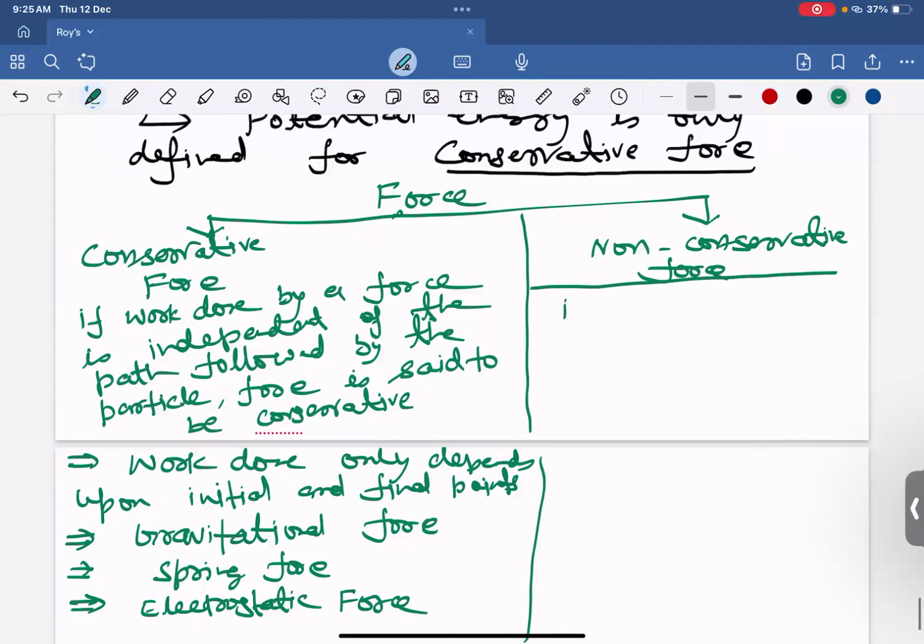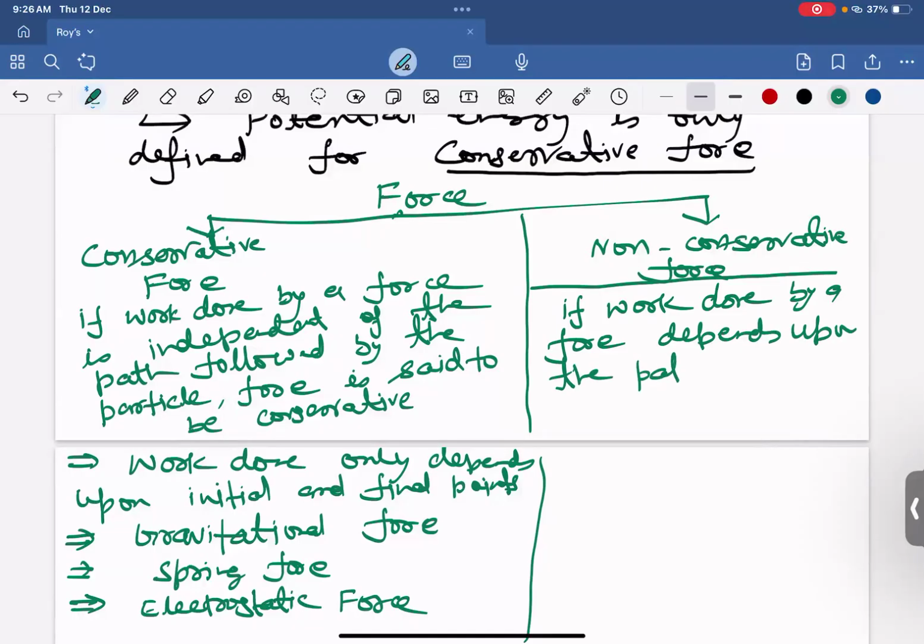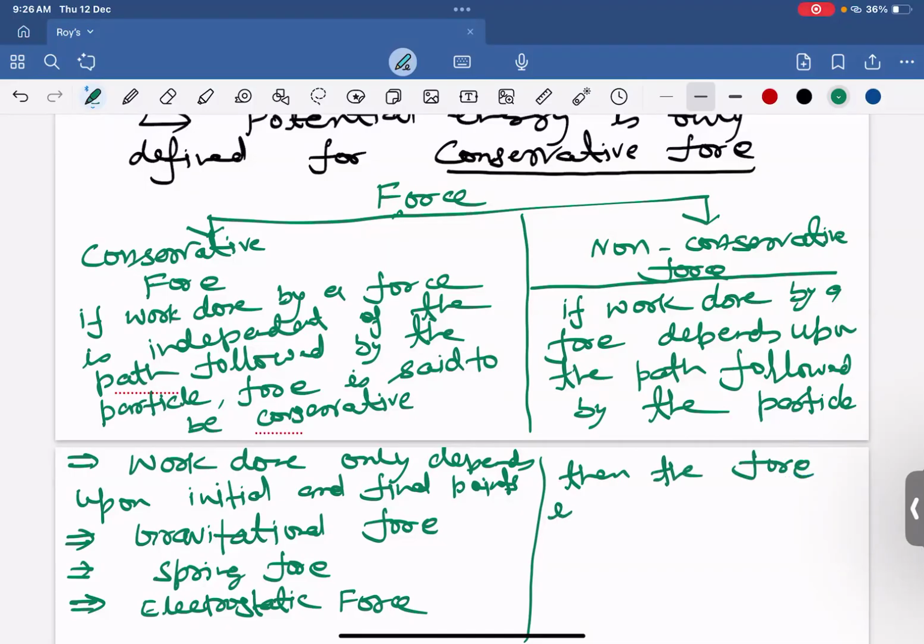Non-conservative force is just the opposite. If the work done by a force depends upon the path followed by the particle, then the force is called non-conservative. For example, friction.